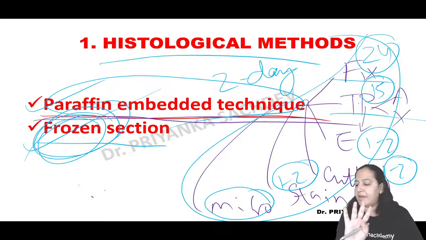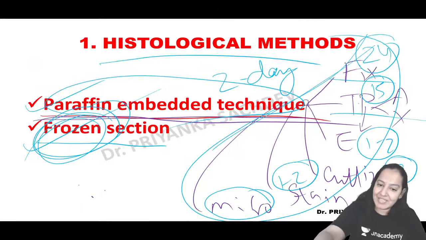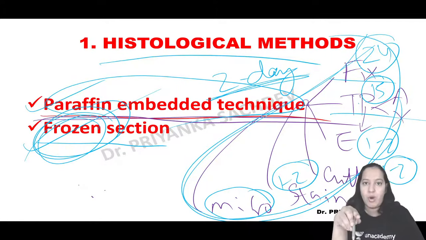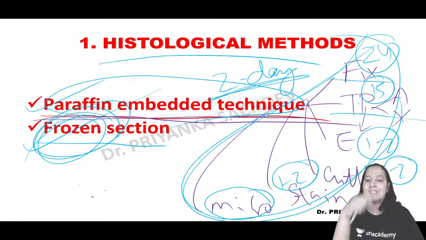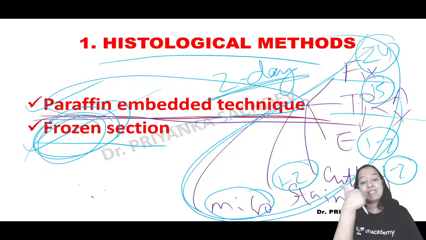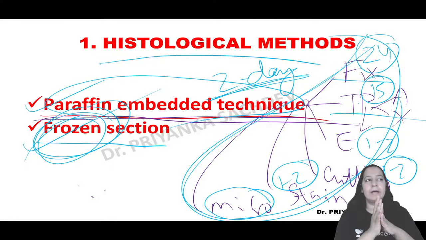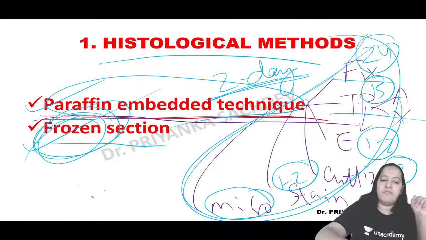You understood the paraffin embedded technique? I hope you don't have any doubt. Done. So, frozen section. Now listen, this complete paraffin embedded technique takes 48 to 72 hours. At least 48 hours or ideally 72 hours are required for all steps: fixation, tissue processing, embedding, cutting, staining and microscopy. So 6 steps are there, and all 6 steps require at least 48 to 72 hours.